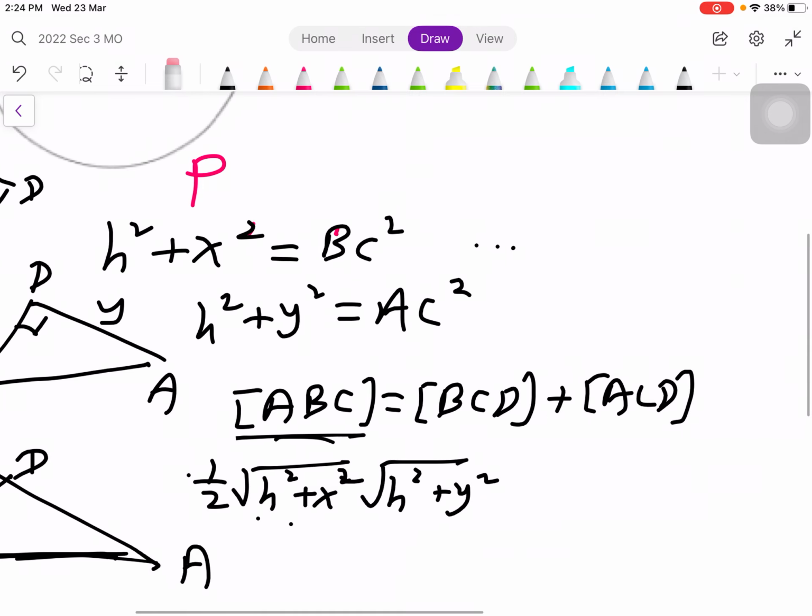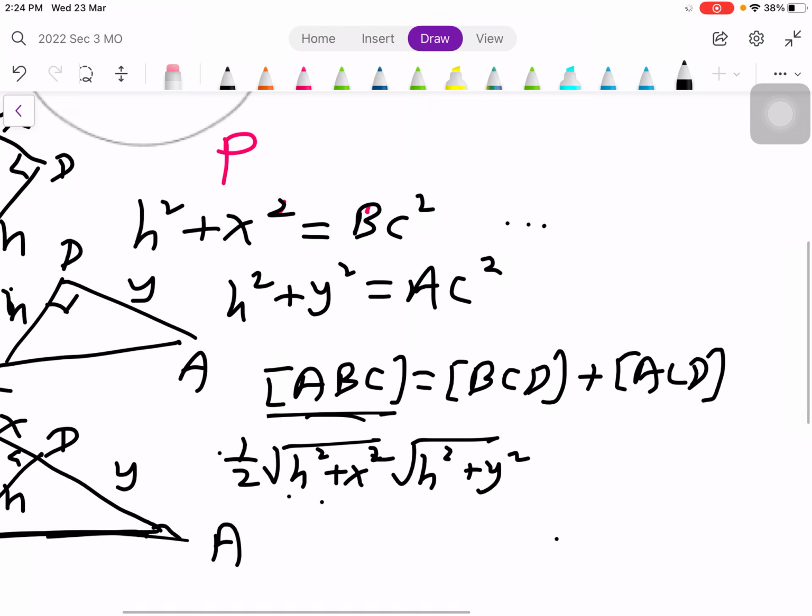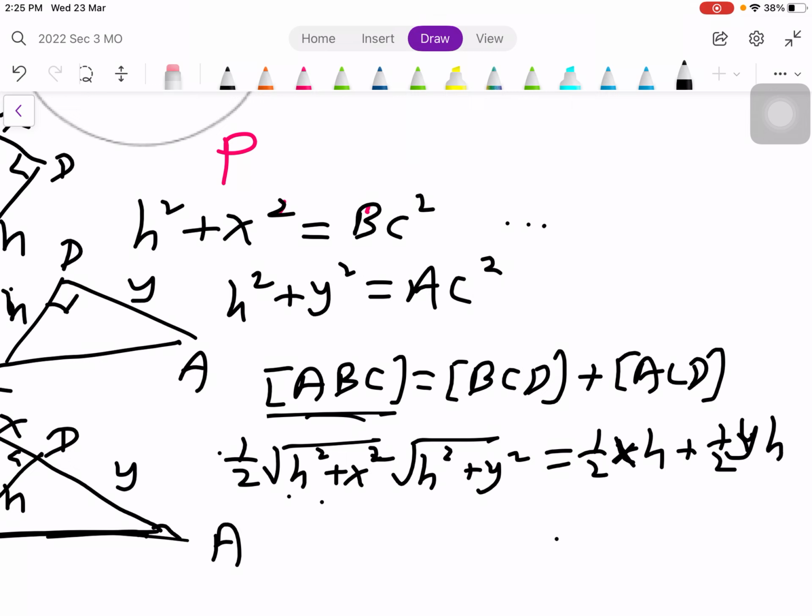Then how do you calculate the area of BCD? BCD is basically, this is x. Can you see that this part here is x, this is y, and this is h. Area of triangle BCD will be x times h times half. Therefore, this would be just equal to half x times h. And then ACD, this would be just half y times h. Take note, this is x, right?